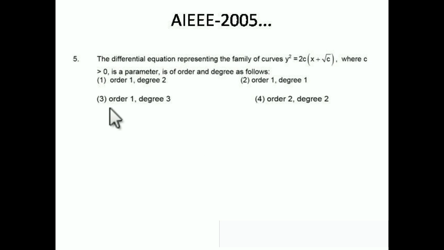So here the order must be 1, so we have only 3 options here: 1, 3 and 2. 4 is never my option, this can't be my option. Now for finding the degree, we have to find the differential equation, and for finding the differential equation we have to differentiate this equation. Okay, let's do that.